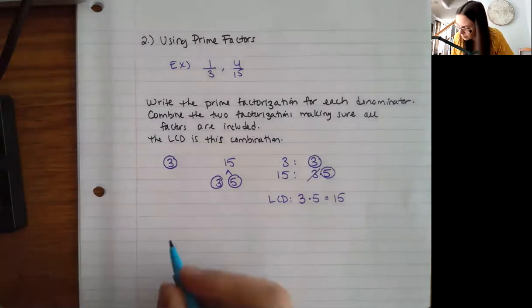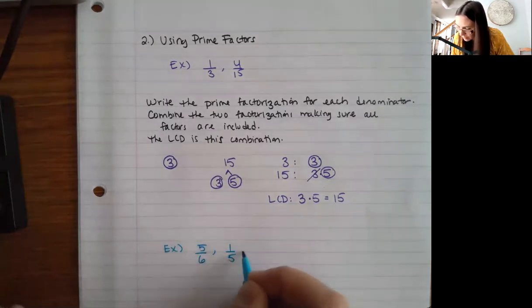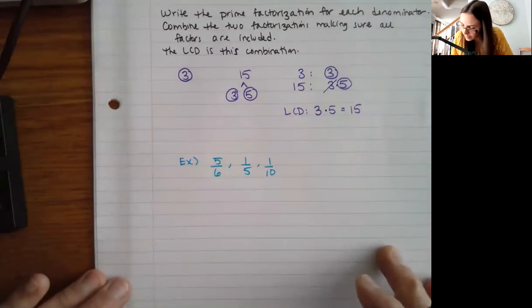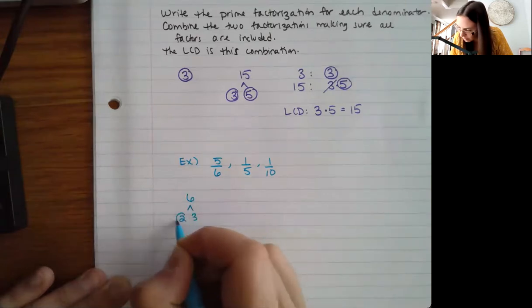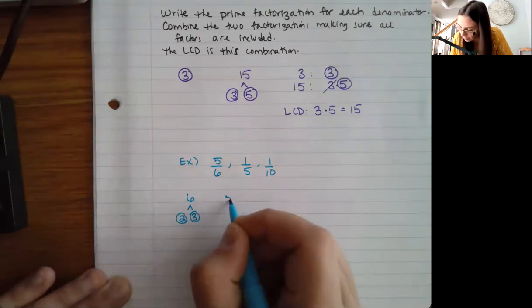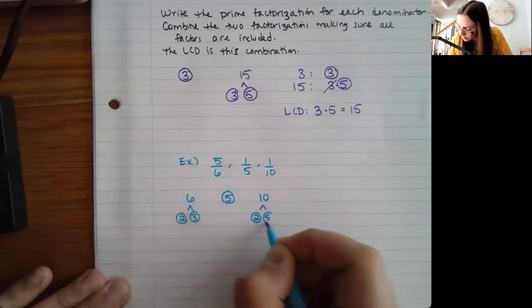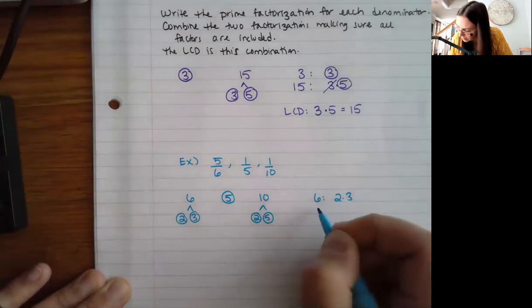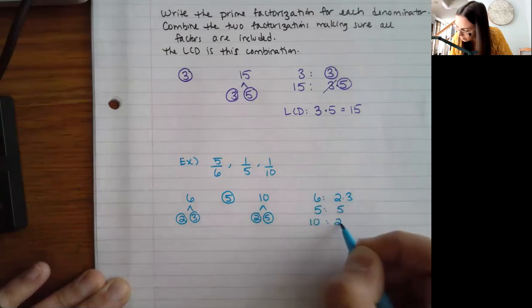Let's do the other example. So the other example was 5/6, 1/5, and 1/10. So if I do 6, that's 2 times 3. If I do 5, 5 is already prime. And then for 10, it's 2 times 5. So I'm just going to write these out. So for 6, it was 2 times 3. For 5, it's just 5. And then for 10, it's 2 times 5.